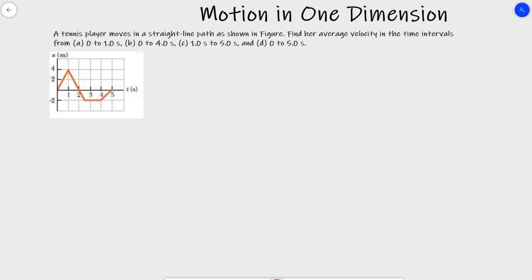A tennis player moves in a straight line path as shown in the figure. Find her average velocity in the time intervals from 0 to 1 second for letter A, for letter B, 0 to 4 seconds, for letter C, 1 to 5 seconds, and letter D, 0 to 5 seconds.